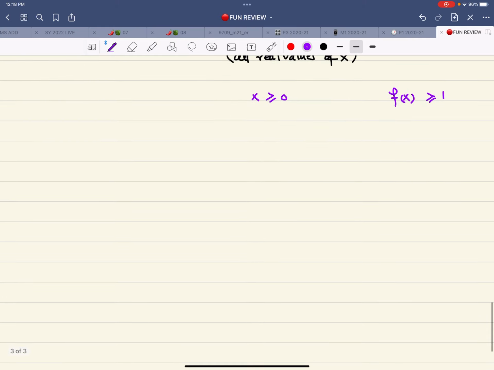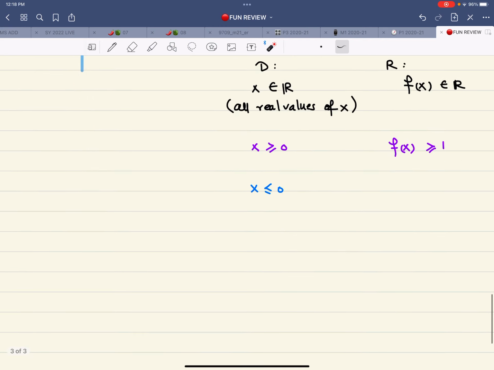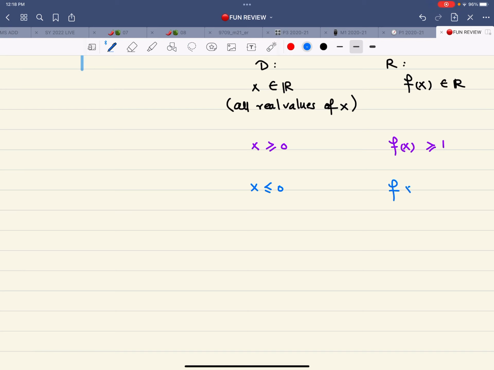On the flip side, if I go to the left of 0, x is less than or equal to 0. So you would say that since you are going to the left, the y value is 1 and then down and then less. So therefore, f(x) is less than or equal to 1.